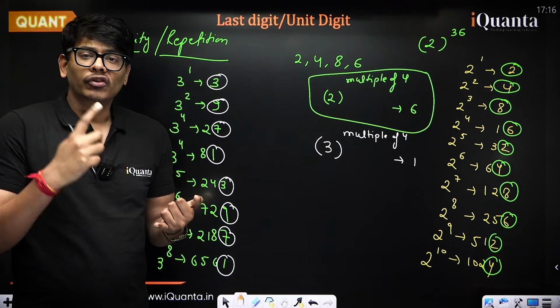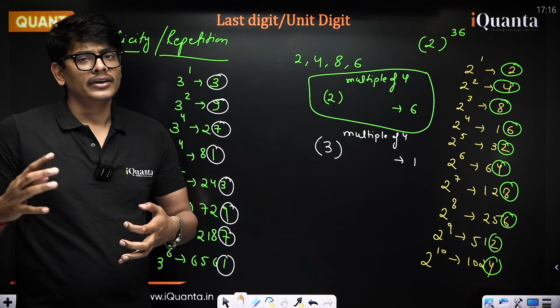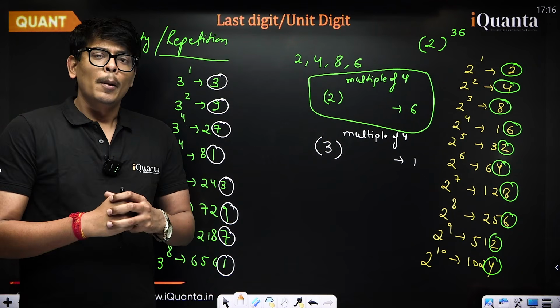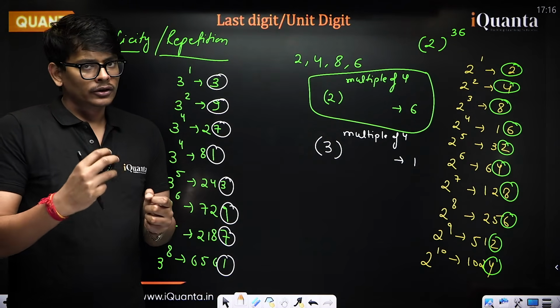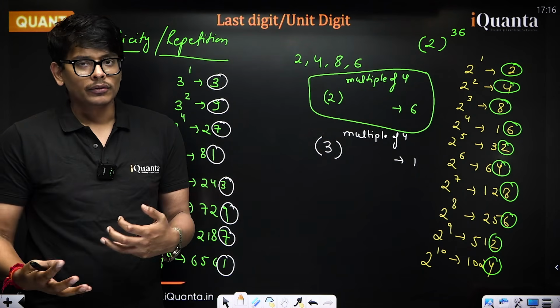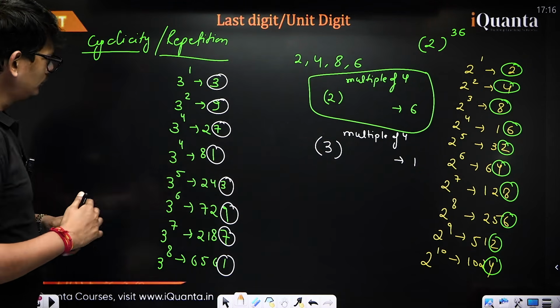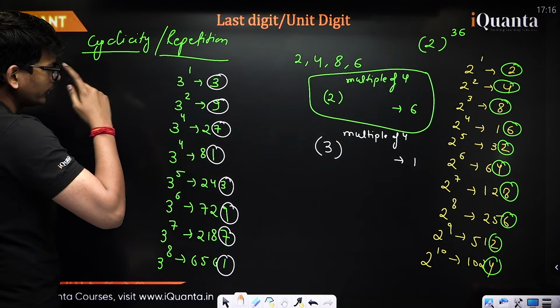Similarly, you can solve for 4, you can solve for 5, 6, 7, 8, 9 and so on and so forth. But I have already solved these things and I have made a shortcut so that you can use that shortcut and you can solve that question within seconds. Let's focus on the shortcut.